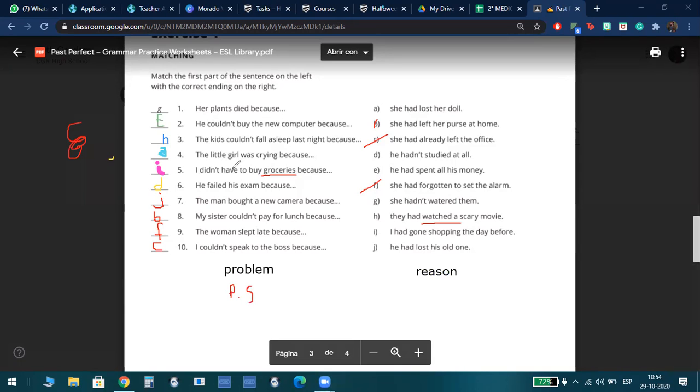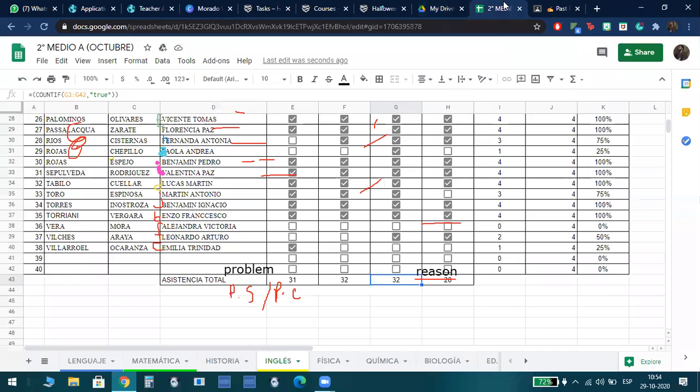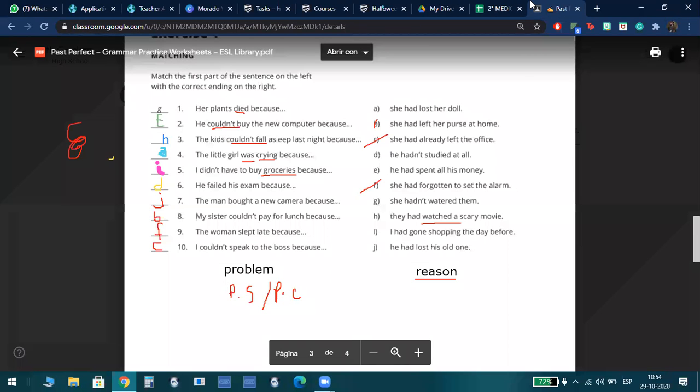We have here, for example, the kids couldn't fall, or he couldn't buy, the plants died, past simple, past simple. The girl was crying, past continuous in this case. Let's put it past simple or past continuous. And then here, the reason, what's the tense for the reason? ¿Qué tiempo está la razón? The past perfect, or some people call it PP. The past perfect is the reason.